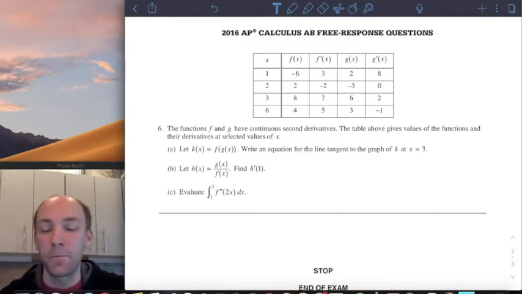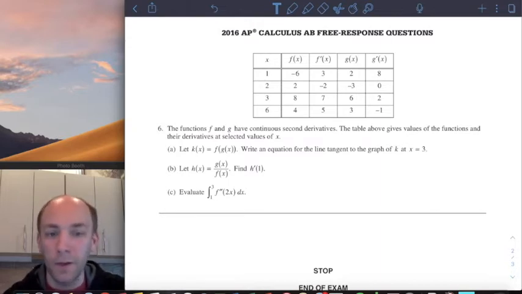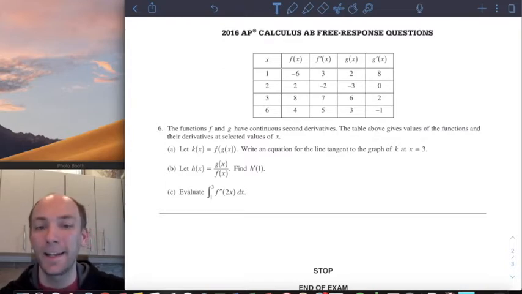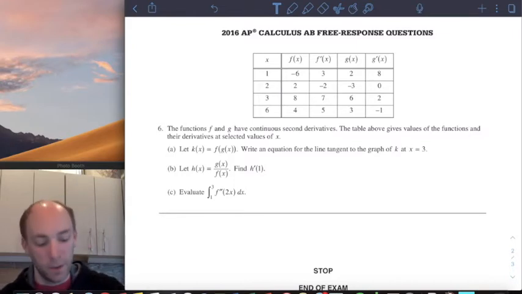For part A, let k of x equal f of g of x. Write an equation for the line tangent to the graph of k at x equals 3. So there's kind of two things going on here. First of all, how do you write the equation of a tangent line? And second of all, how do we take the derivative of k? Which rule are we going to need to find the derivative of k? So let's start this problem.